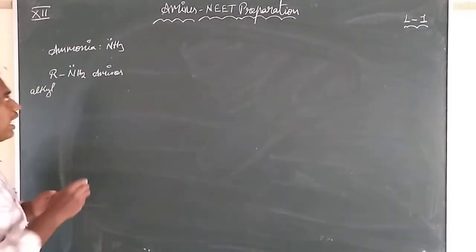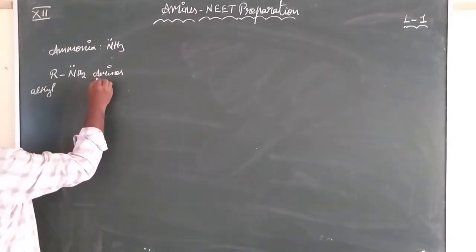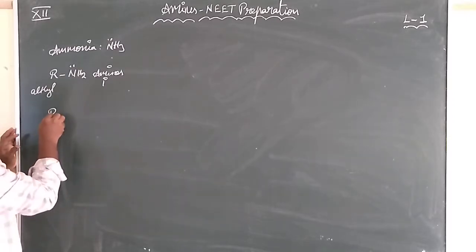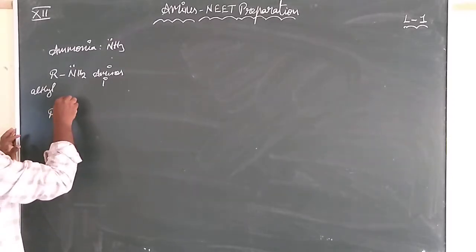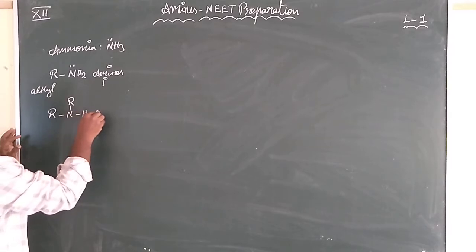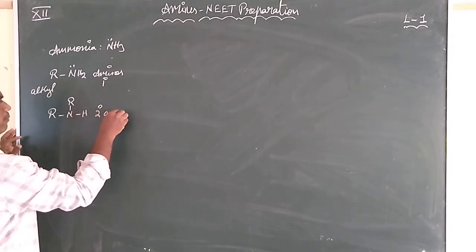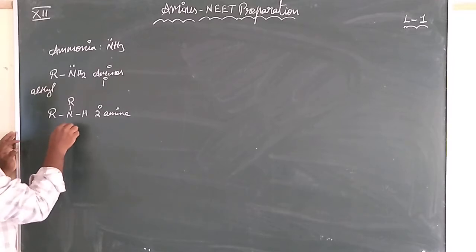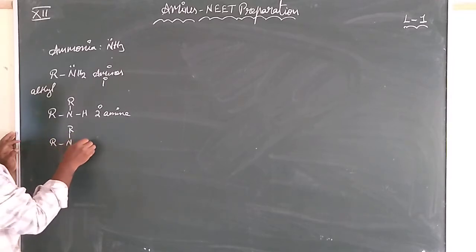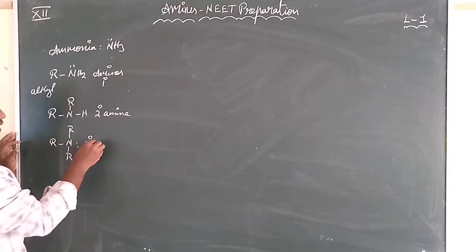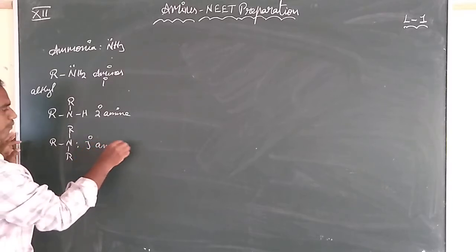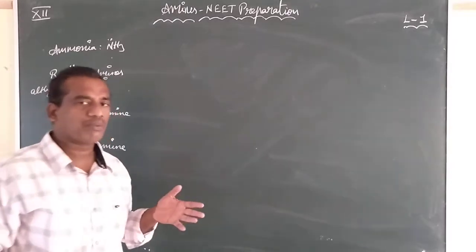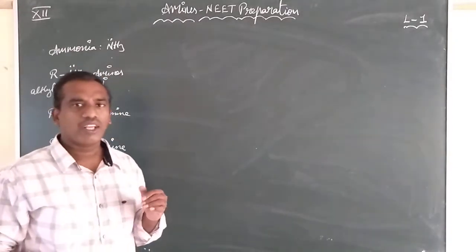But if only one alkyl group is replaced, we call this a primary amine. If you are able to replace two of the hydrogens, then we call this a secondary amine. If you are able to replace three of the hydrogens from ammonia, it is called a tertiary amine. So the classification of amines is also covered here. Primary, secondary, and tertiary are there.